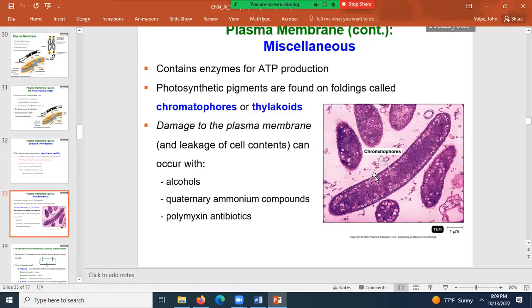If you damage the plasma membrane, you'll have the cell contents leak out, and that'll kill the cell. And you can damage the plasma membrane either with alcohols, quaternary ammonium compounds, and polymyxin antibiotics. This was the antibiotic I was trying to remember that damages gram-negative cells, polymyxin B. I knew I'd eventually get it. You don't need to know that, but it's one that damages the gram-negative cell. It does not damage the gram-positive cell wall.